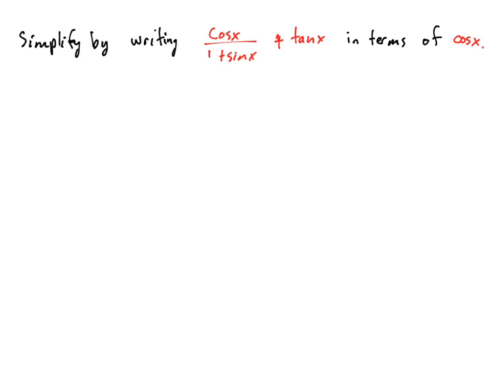Alright, this last simplification example is a little bit different than the previous ones. Here it's saying, take this expression, cosine of x divided by 1 plus sine of x plus tangent of x, and we want to write that in terms of cosine. So in other words, we want to remove tangent of x and sine of x and only have cosine of x in this expression. So what we said previously, one strategy is to always change everything in terms of sine and cosine. So tangent of x is equivalent to sine of x over cosine of x. I'll bring everything else down.